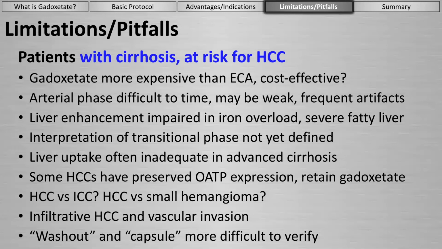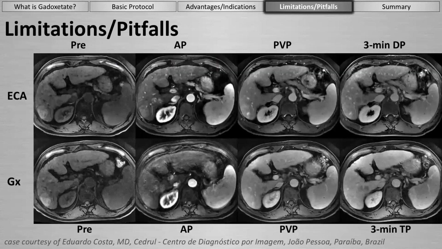It can be difficult to differentiate HCC from other lesions. I will not talk about that. Infiltrative HCC can be very difficult to detect, and washout and capsule can be more difficult to verify. So let's just go over a few of these.